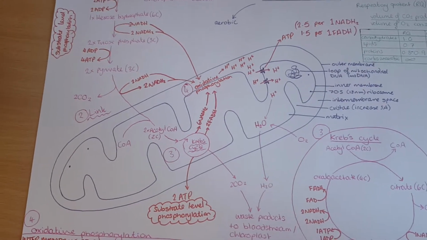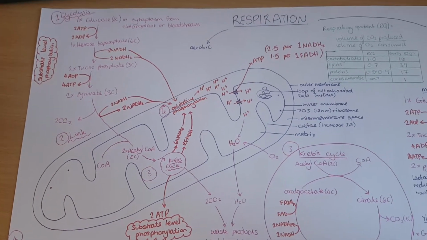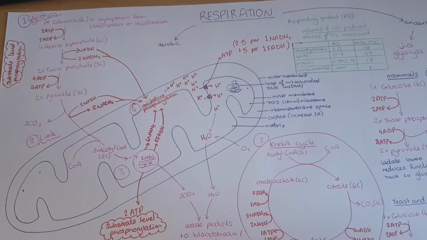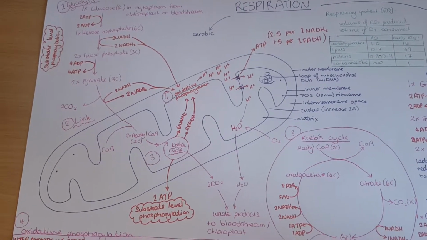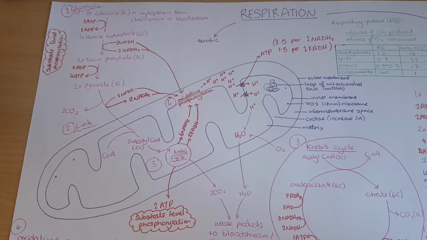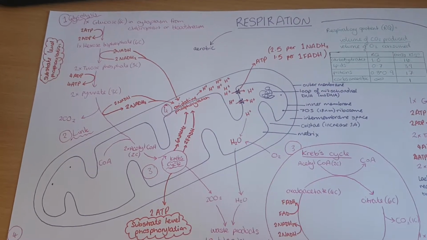Okay, aerobic respiration in general. Don't forget prokaryotes can also respire aerobically and anaerobically. They use their mesosome instead of a mitochondria, which is kind of like foldings of the cell membrane.